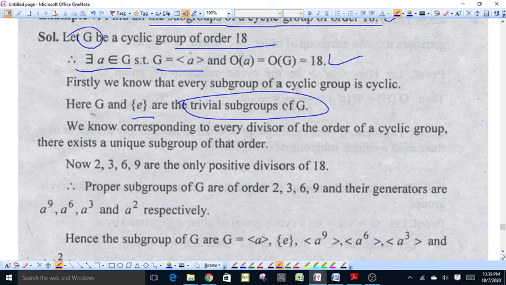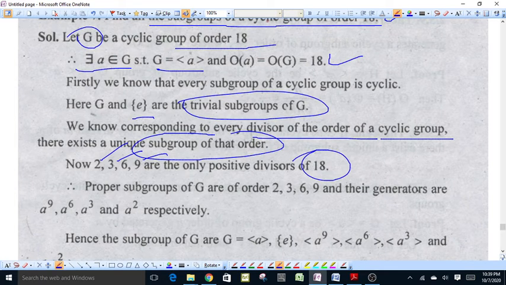Also, corresponding to every divisor of the order of a cyclic group, there is a unique subgroup of that order. If we take the divisors 2, 3, 6, 9 of 18, ignoring 1 and 18, which are trivial factors of 18, the proper subgroups of G are of order 2, 3, 6, 9, as these are the only positive divisors of 18.